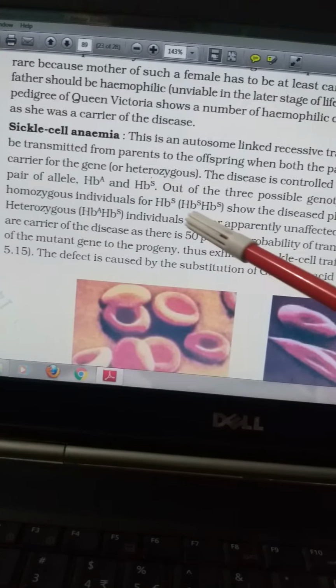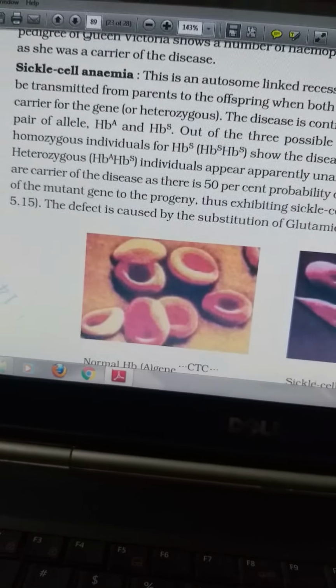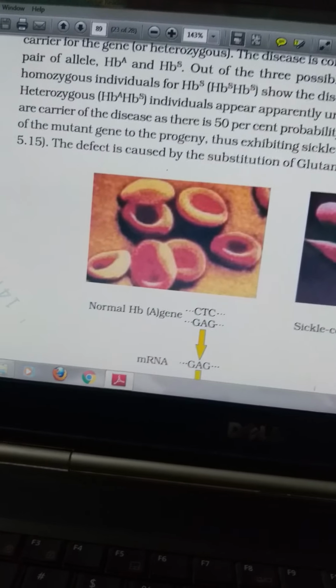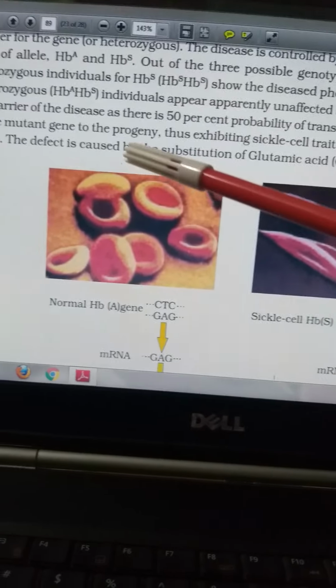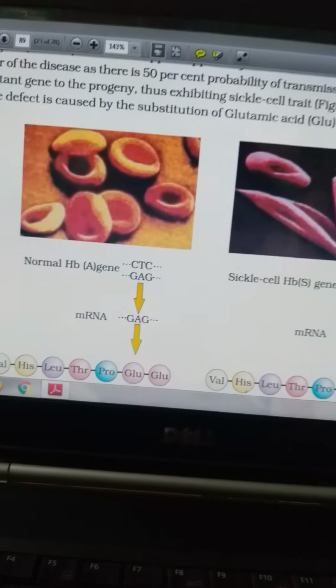So A and S. In SSC, this is the condition. Now in this genetic condition only the disease will be caused. Okay, homozygous condition. Now this defect, how can this defect occur? This defect can be a substitution of the glutamic acid, that means a protein coding it.